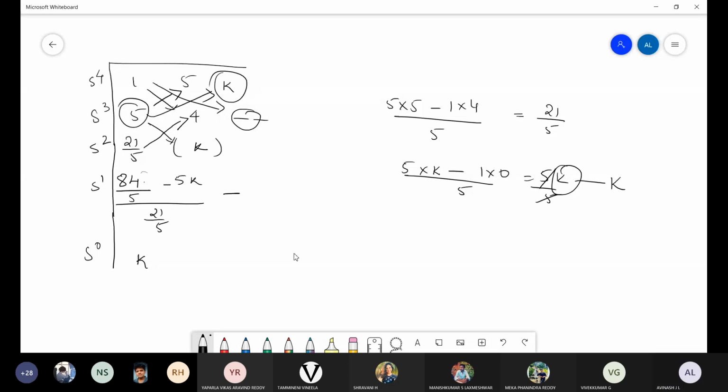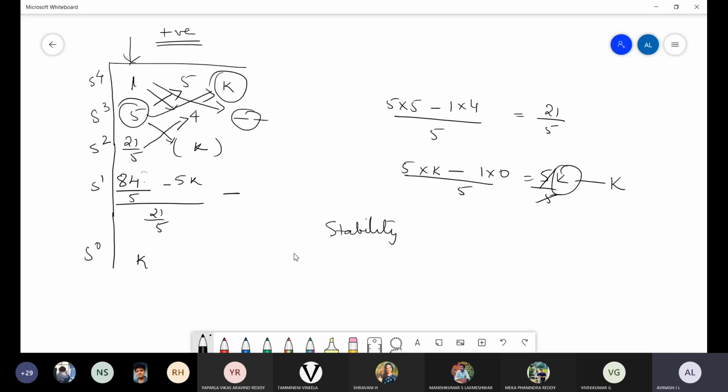Now once you've done this, just look at the first column in order to get the stability. What is the condition? All the elements in the first column should be positive only. When all the first column elements are positive, then we can say that it is a stable system. In order to get the stable positive values, you can see that the 1 is positive, that is fine.